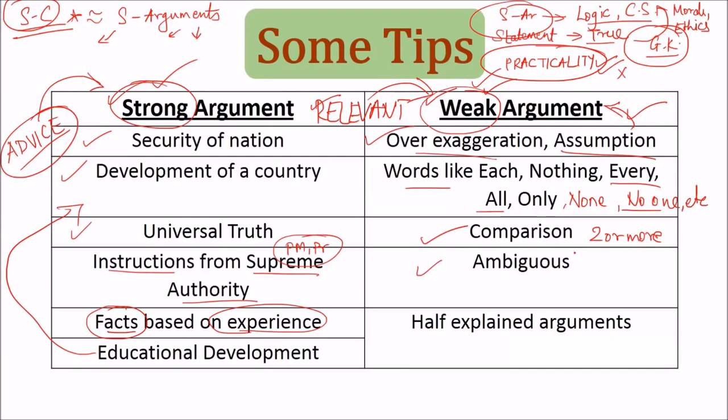Then ambiguous. Ambiguous means unclear, or not properly explained, or there are two or more meanings to it. So we are very hesitant to decide what exactly the person is trying to say. So such ambiguous arguments are weak. Half explained arguments are also very, very weak. So this is what is strong and weak argument.